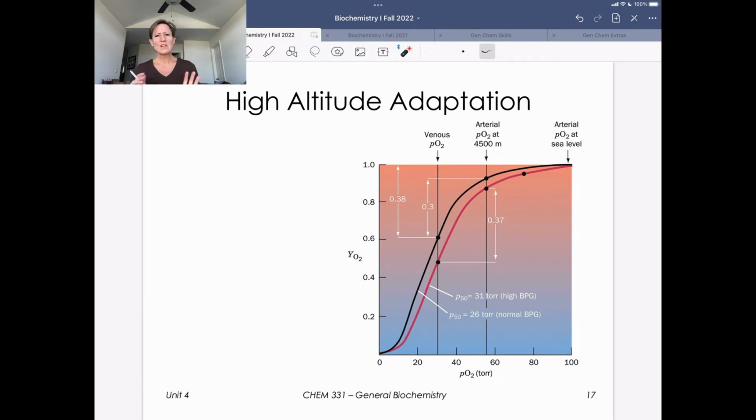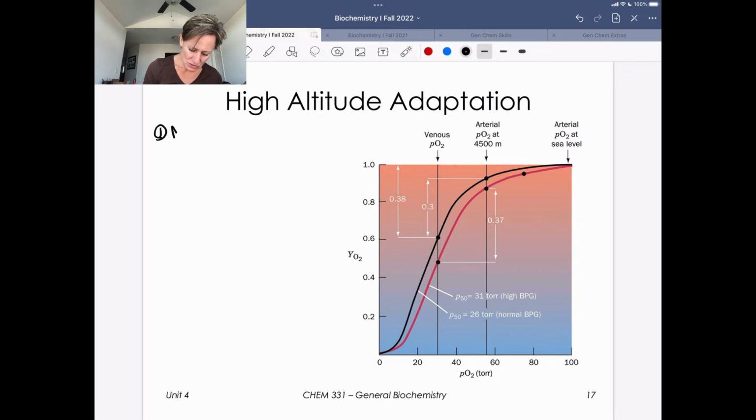So that's kind of the nuts and bolts of it. So let's talk about what happens here under normal conditions, what happens early on with high altitude, and then talk about what your body does to adapt, because lots of athletes will train at high altitude. Okay, so three situations to talk about here.